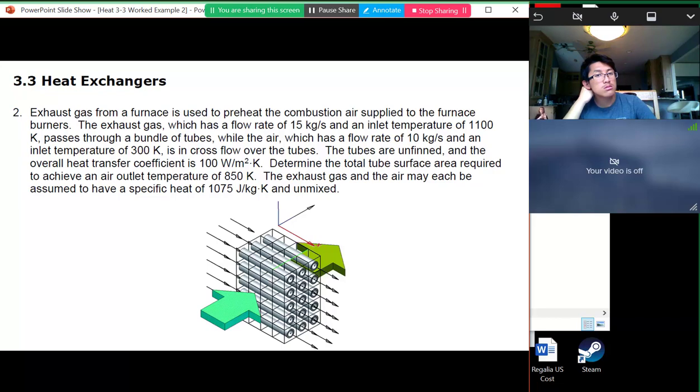So overall your heat transfer coefficient is capital U. That's nice. We won't have to do any internal convection analysis here. Determine the total tube surface area required to achieve an outlet air temperature of 850 degrees Kelvin. The exhaust gas and the air may each be assumed to have a particular specific heat.